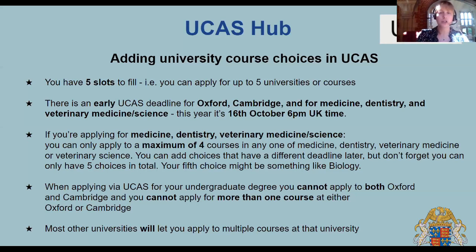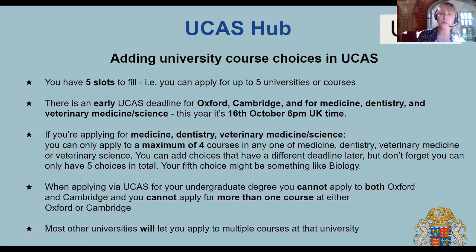If you're applying to dentistry, medicine, veterinary science courses, then you need to remember that you can only apply to a maximum of 4 courses in any one of those: medicine, dentistry, veterinary science. You can add choices that have a different deadline later, but you can only have 5 choices in total. And your 5th choice has to be something like biology. So it has to be not those, but related.